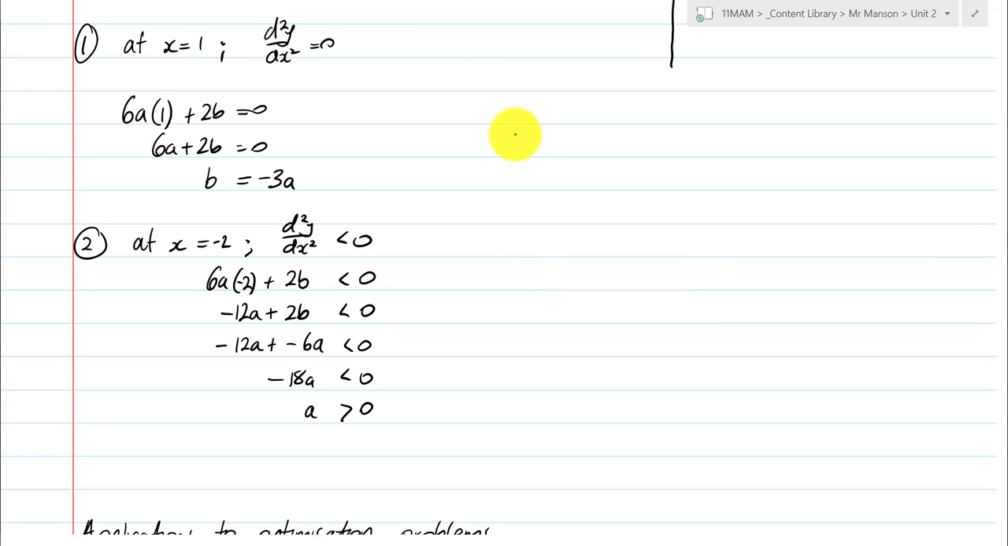The third thing I know is that at x equals negative 2, dy/dx equals 0. Because it's a maximum, it's a stationary point. So I put that into my dy/dx, which I can't remember, that's this one here.